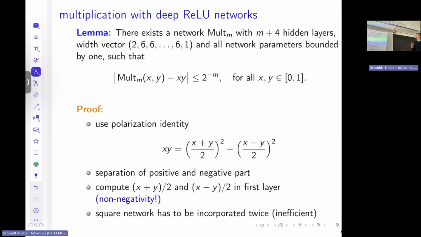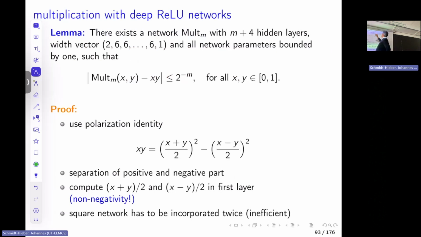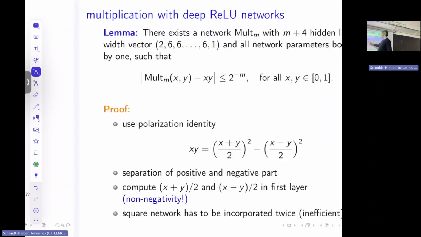Okay, so now based on what I said before, you can come up with a network that has m plus 4 hidden layers. This is the architecture, the width vector: 2 inputs, x and y, 1 output, which is approximately xy. In every hidden layer, it has 6 units, such that with this previous construction, polarization, and on top of this the x squared thing, the x squared always requires a 3, but we have to do that twice. So that's one of these inefficiencies, right?